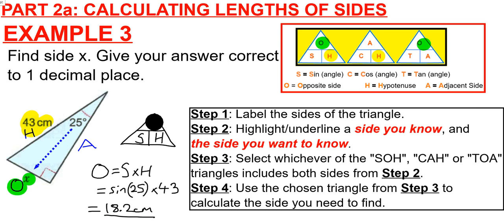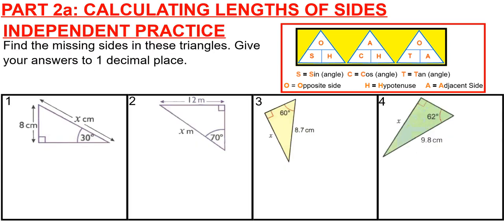So that's a few examples there. Now time for you to have a go. So I'll give you a clue. They're all going to be using the SOH triangle. You find these missing sides yourself. So give your answer to one decimal place. Follow the steps I've shown you. Pause the video now. Copy down the triangles. Have a go. Then when you're ready, play the video again and see if you've got them right.